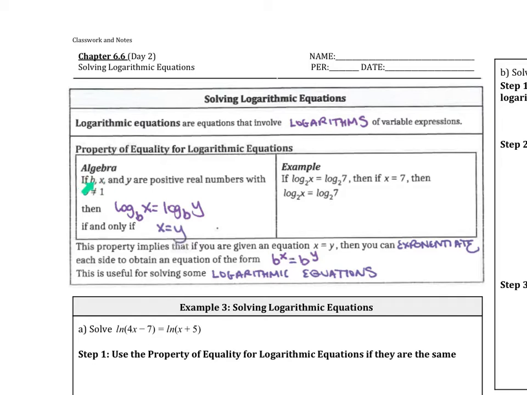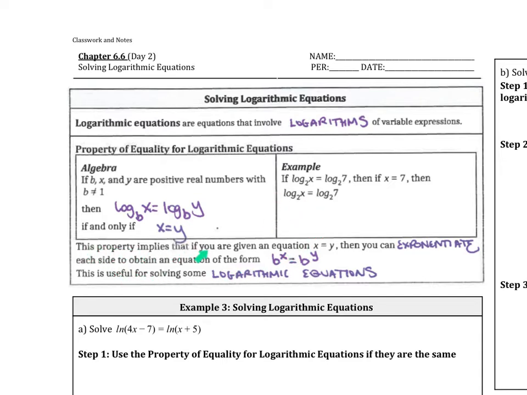So if b, x, and y are positive real numbers with b not equal to 1, then log base b of x equals log base b of y if and only if x equals y. Notice you're just taking the x and the y and setting them equal to each other. The bases must be the same. So if log base 2 of x equals log base 2 of 7, then you can just write x equals 7. You just set them equal to each other.